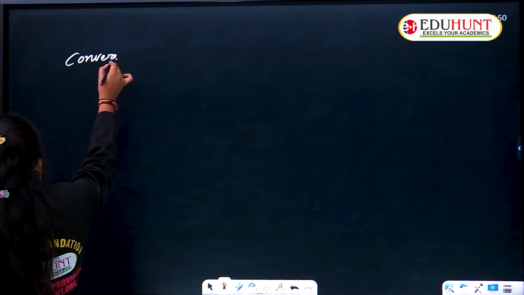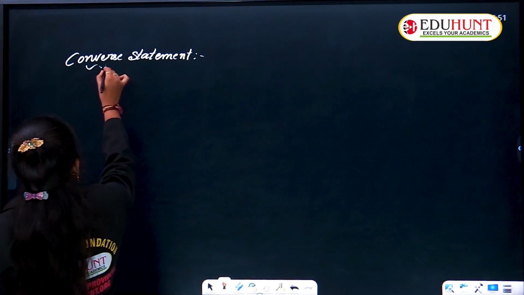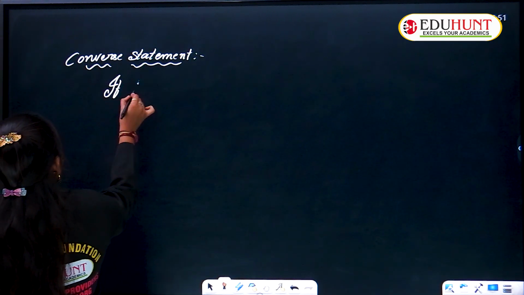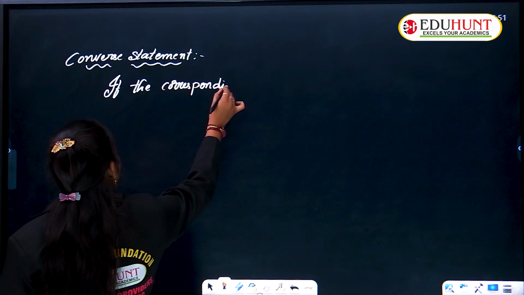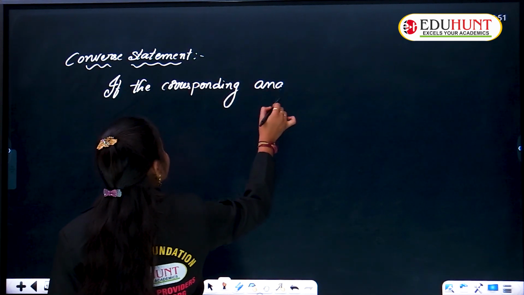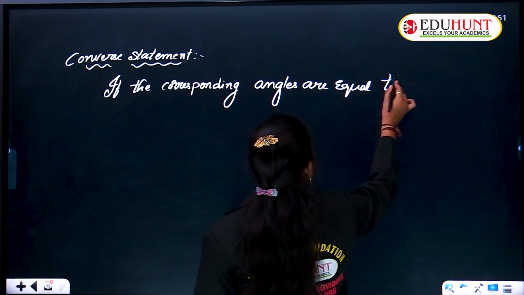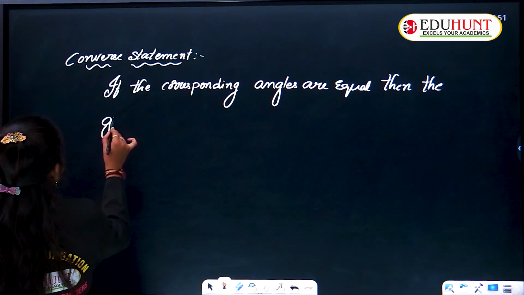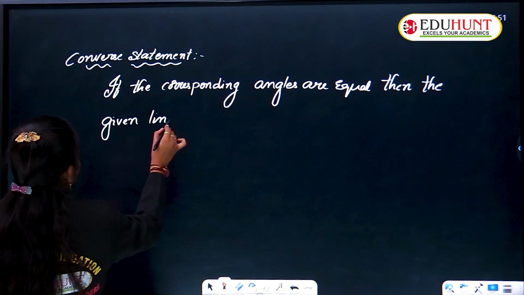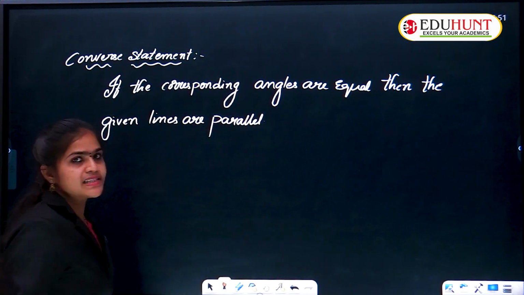And its converse statement is: if the corresponding angles are equal, then the given lines are parallel. Understood? This is the converse statement.